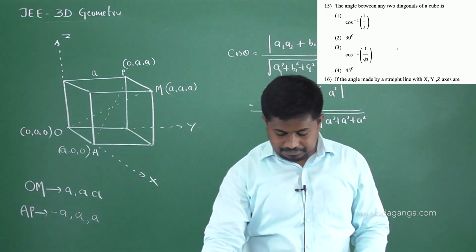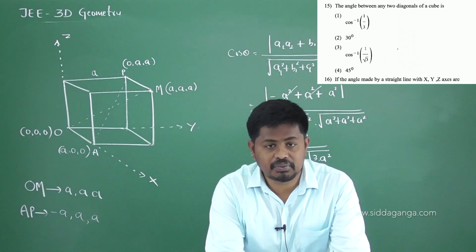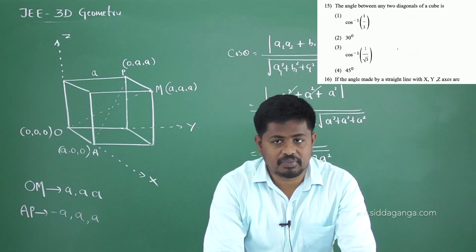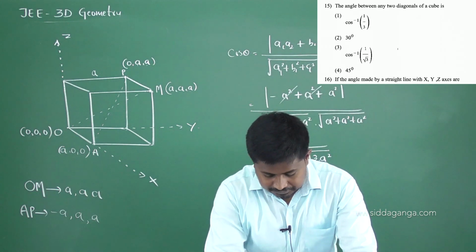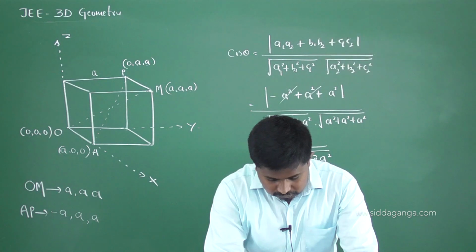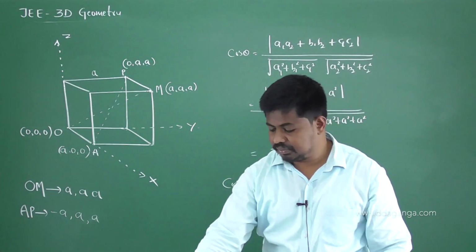So your required angle theta is equal to cos inverse of 1 by 3. So cos inverse of 1 by 3 is the angle between two diagonals of a cube using 3D concepts. That is option 1. Option 1 is the correct option. Okay, now let us move to the 16th question.